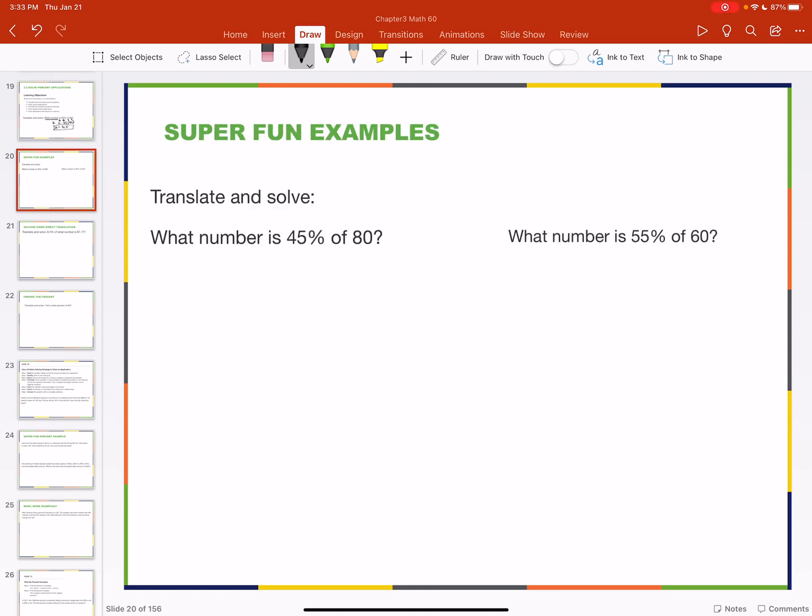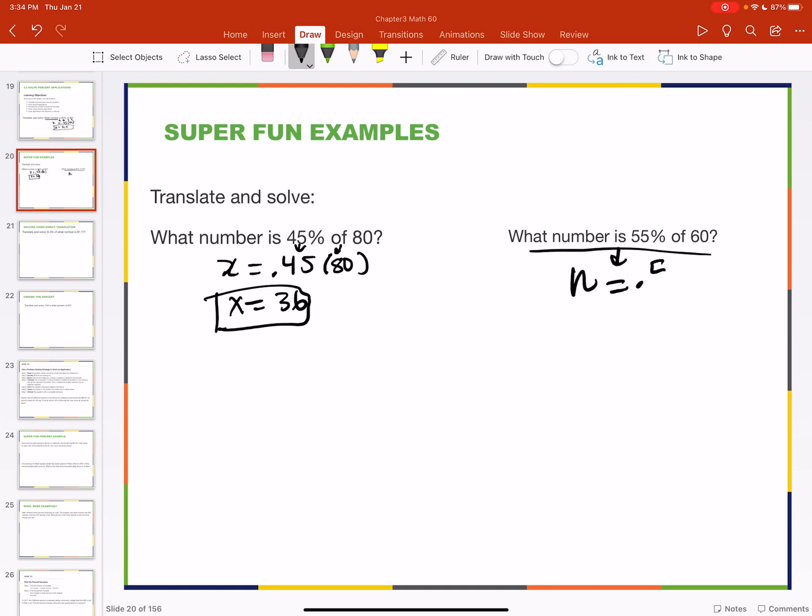What number is 45%, which as a decimal is 0.45, of, times, 80? 45% of 80 is going to be 36. What about this one? What number, you can use n also, is 55% of 60? So 55% of 60 is 33.